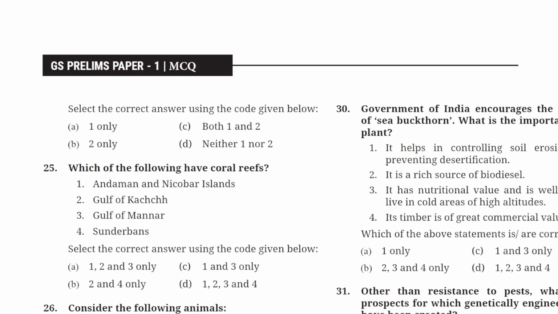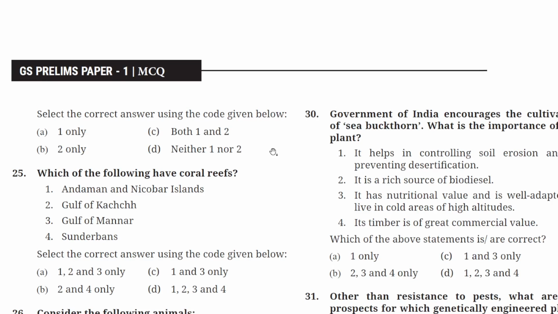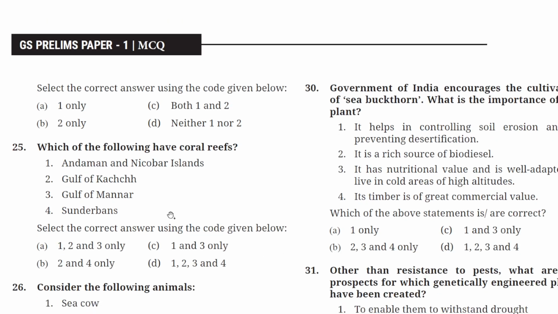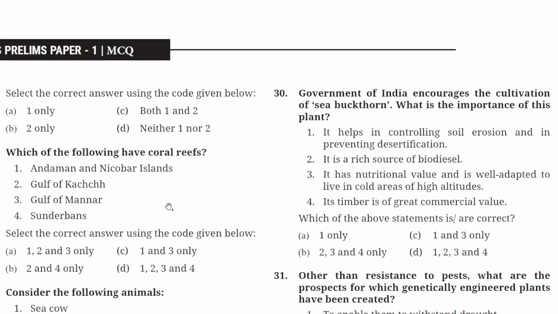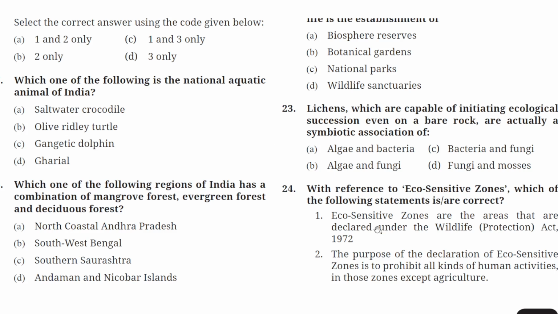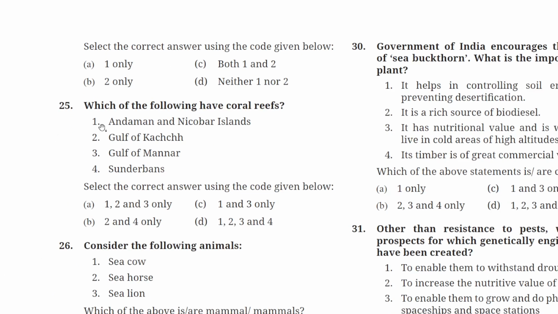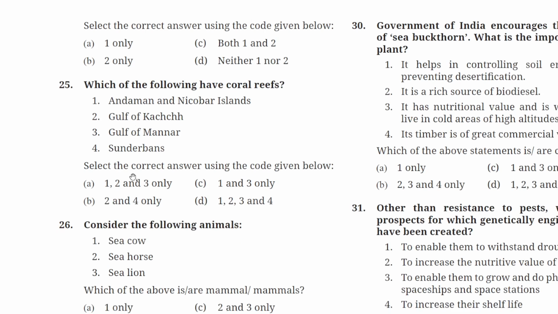The purpose is basically to create some kind of shock absorber for the protected area. It would also act as a transition zone. Okay. Only agriculture, that is such an extreme statement. Except agriculture, that is such an extreme statement. Okay. Which of the following have coral reefs?